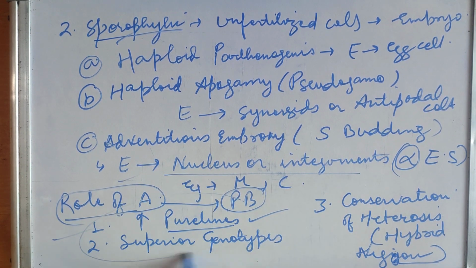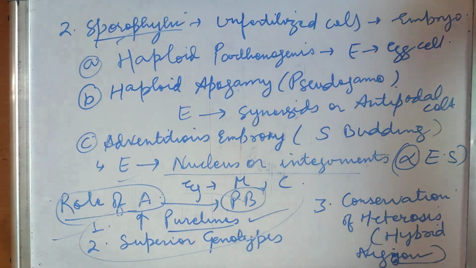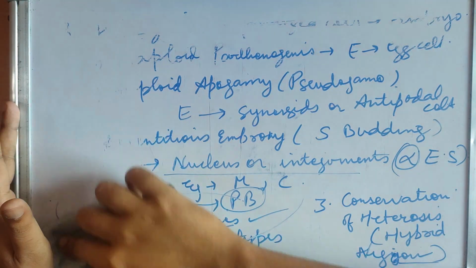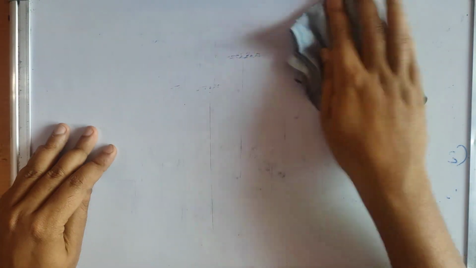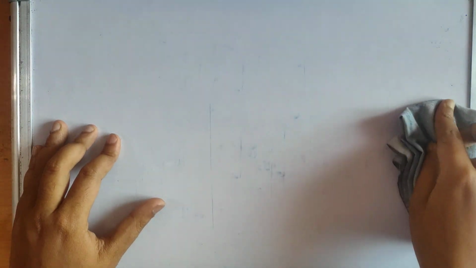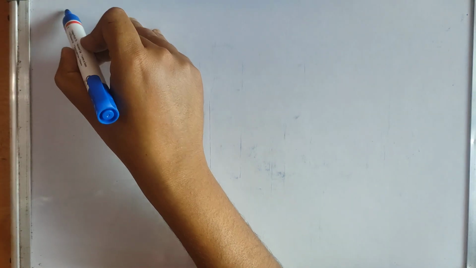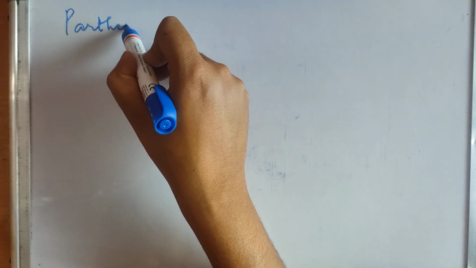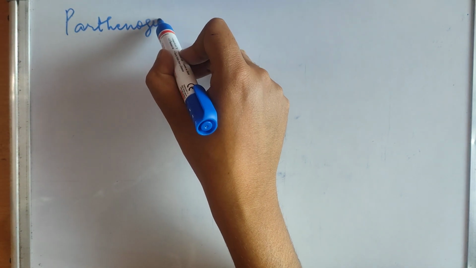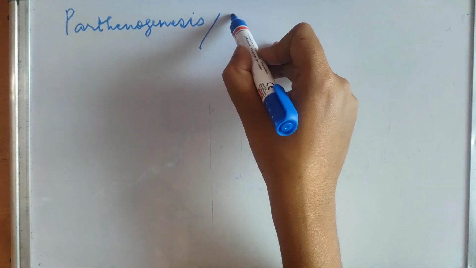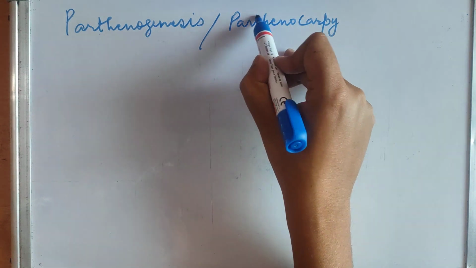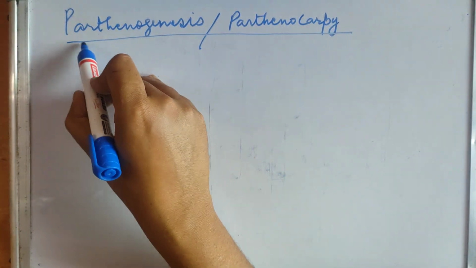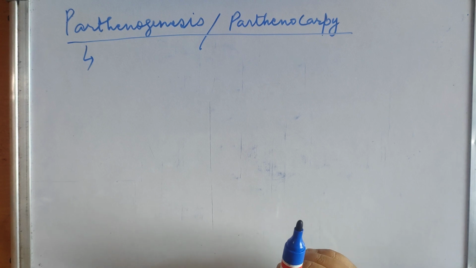So this was the role of apomixis, and those were the types of apomixis. Hope you all understand what apomixis is, what its types are, and what its role is. Now moving on to the next topic of this session, that is parthenogenesis or parthenocarpy. It refers to development of an embryo from the egg cell.